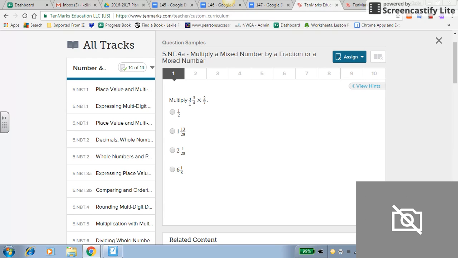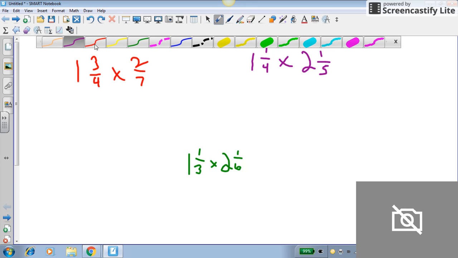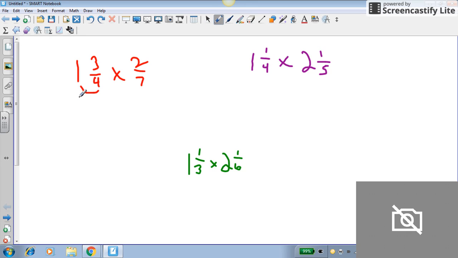So some of them are just simple level 1 questions. Multiply 1 3/4 times 2 sevenths. Don't forget, all you have to do is decide how many groups of 4 do I have. So to do this here, all I'm going to do is multiply 4 times 1, that gives me 4/4, plus these 3 right here. So that's going to give me 7/4 over here times 2 sevenths.